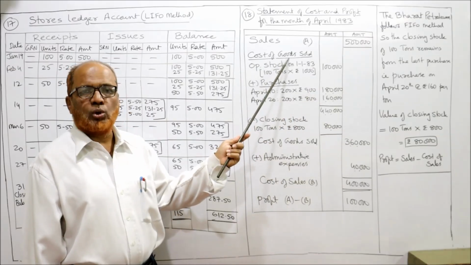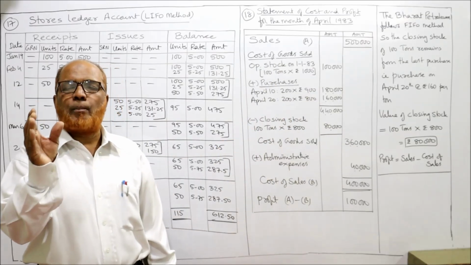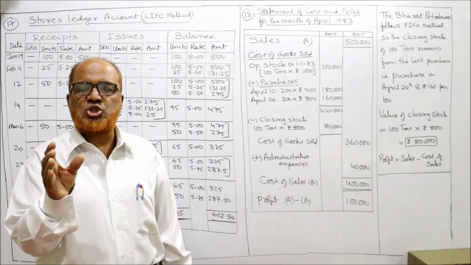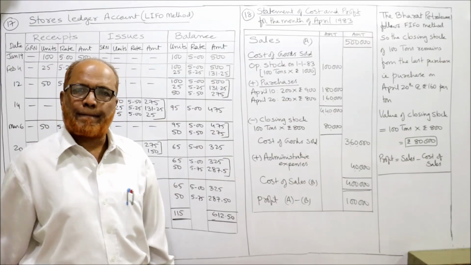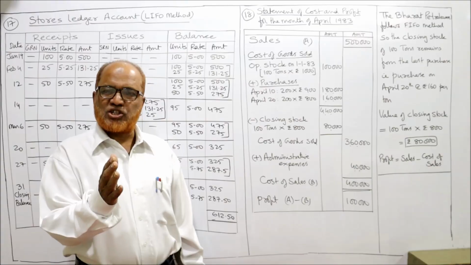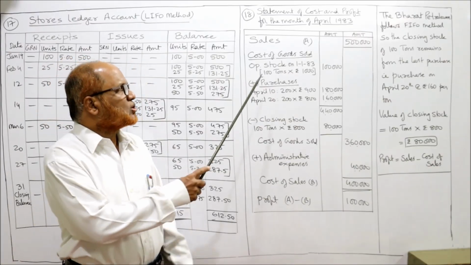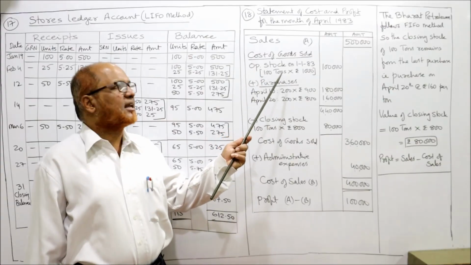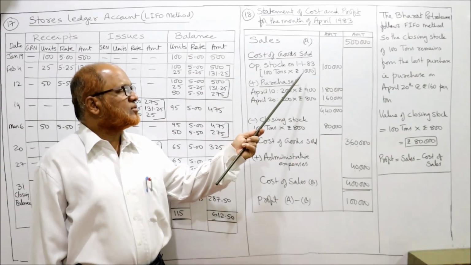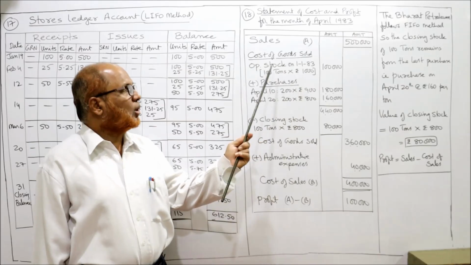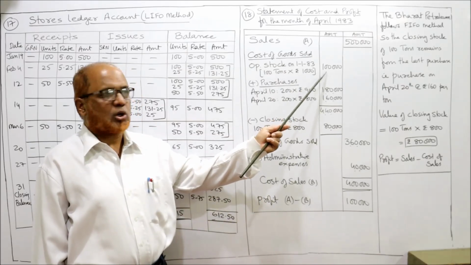Now cost of goods sold. Remember, cost of goods sold means opening stock plus purchases minus closing stock. What do you get? Cost of goods sold. The opening stock is given in the problem. On 1st April, there are 100 tons at rupees 1000 per ton. So 100 into 1000, 1 lakh rupees opening stock.